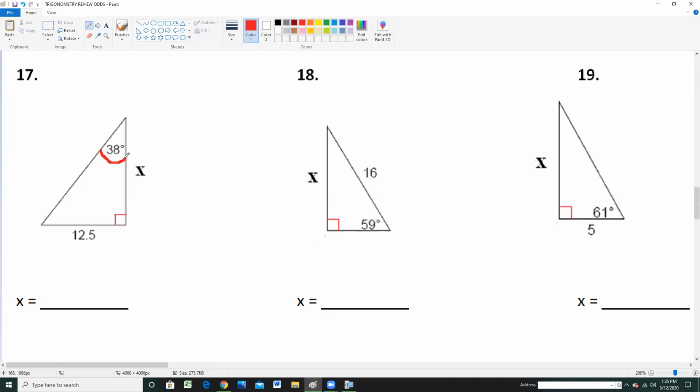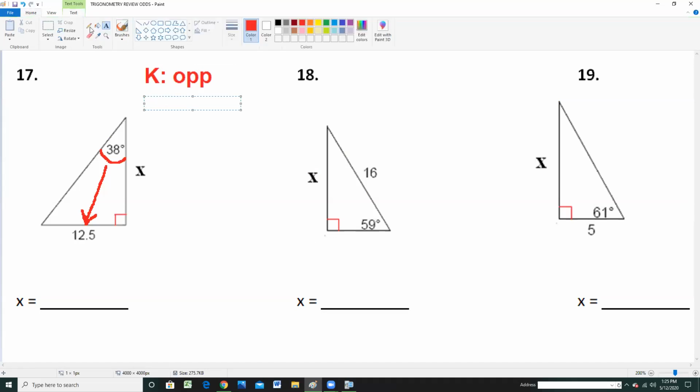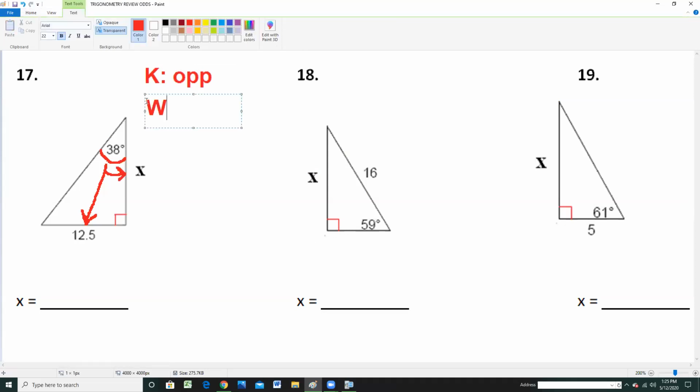The angle that we've been given is 38 degrees. And the side we've been given is the side that's farthest away. As in, we know the opposite side. I put K there, as in that's the side that we know. The side that we want to know is the adjacent side. Adjacent just means sort of your next door neighbor.